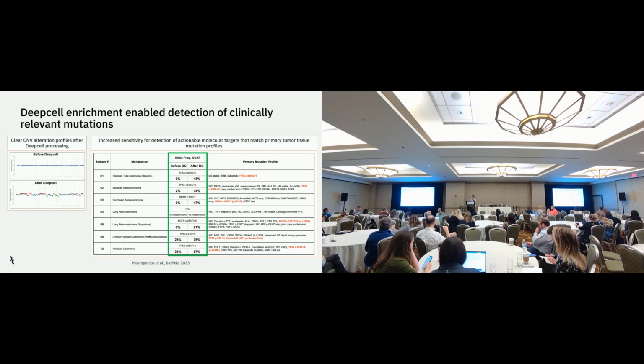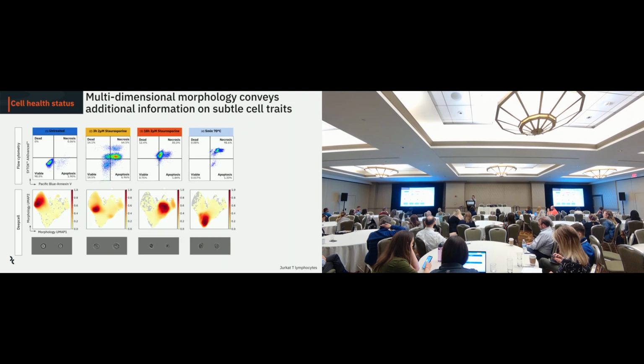You can also see here a list of different samples and the allele frequency of the cancer cells, or the genes that we're looking for, before deep cell sorting and after deep cell sorting. So our system was able to enrich these cancer cells based on just morphology. The last example I'll go through is using morphology as a monitor of cell health.